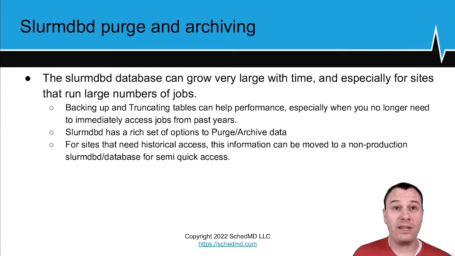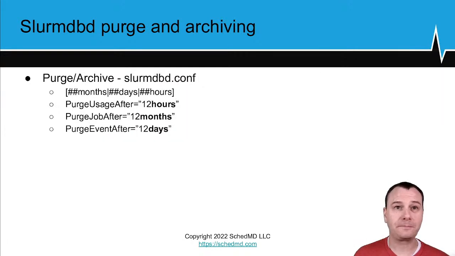So, continuing on, the Slurm database can grow quite large over time. As an admin, you have some options available to you that help you prevent the database from growing too large, namely backing up your database, truncating old usage, job and event data. Slurmdbd also provides a set of options to automatically purge and archive data. For sites that still wish to access older data, this information can be stored in a non-production instance of slurmdbd.